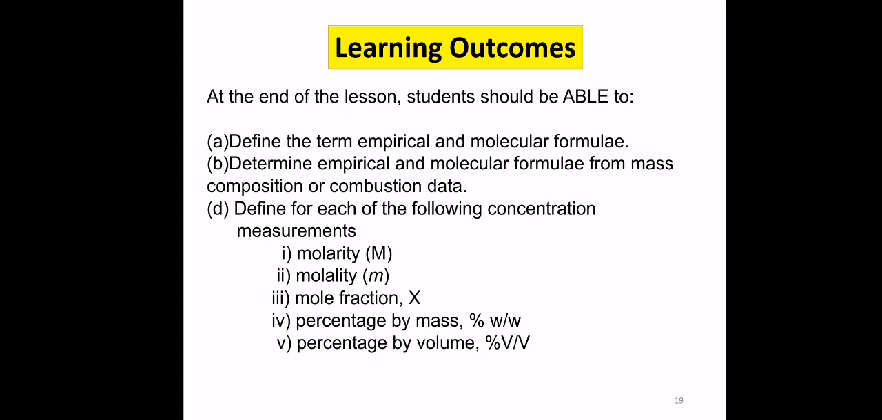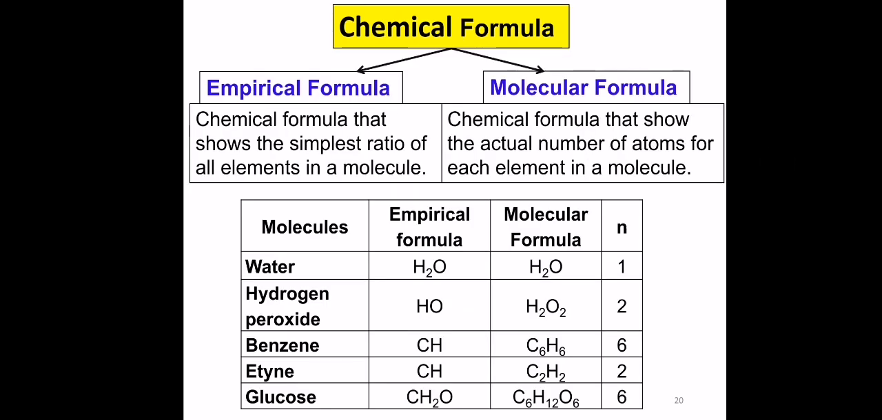Okay, learning outcome today. At the end of the lesson, students should be able to define the terms empirical and molecular formula, and determine empirical and molecular formula from mass composition or combustion data. Next, define each of the following concentration measurements: molarity, mole fraction, percentage by mass, and the last one, percentage by volume.